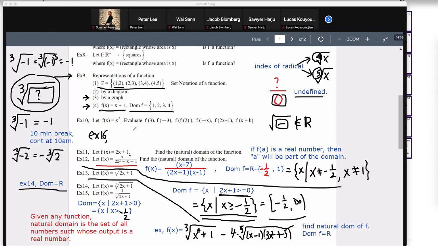Sorry, Professor, before you go to number 16, could I ask you a question? Yes, what is it? On the exam, if you ask a question like this, do you want us to write it both in interval notation and the set builder notation? No. Any one notation will do. You don't have to write both.